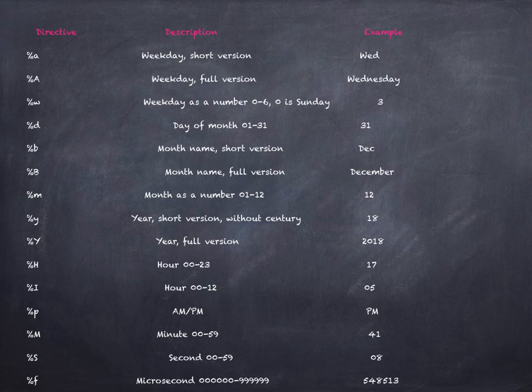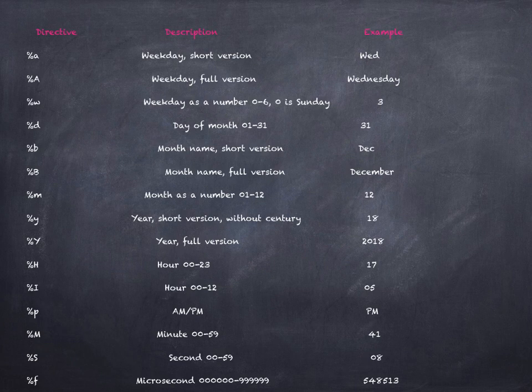Okay, %d is the day of the month, which is 1 to 31, and %b will display the month name in short form. That is, December is displayed in short form as DEC. And if you want the full month name to be displayed, use %B. And the month as a number can be displayed using %m.